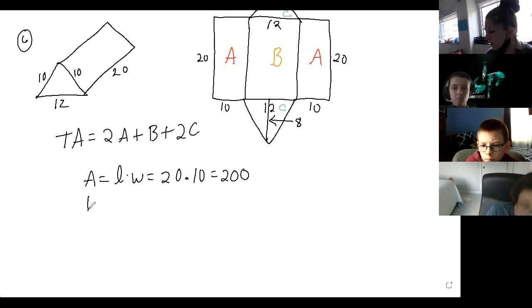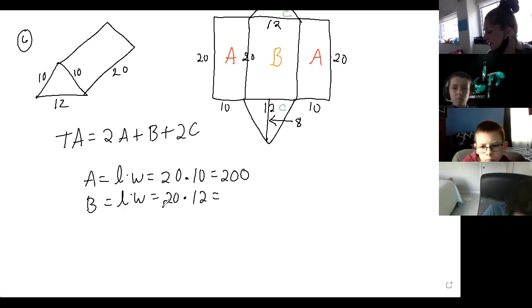200. Good. What is the area of B? Let's look at this rectangle here. It's a 12 by what? It's a 12 by 20. So length times width this time is going to be 12 times 20.